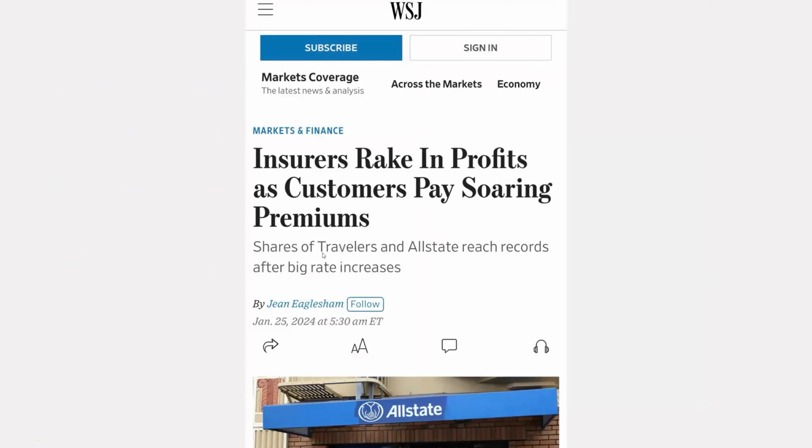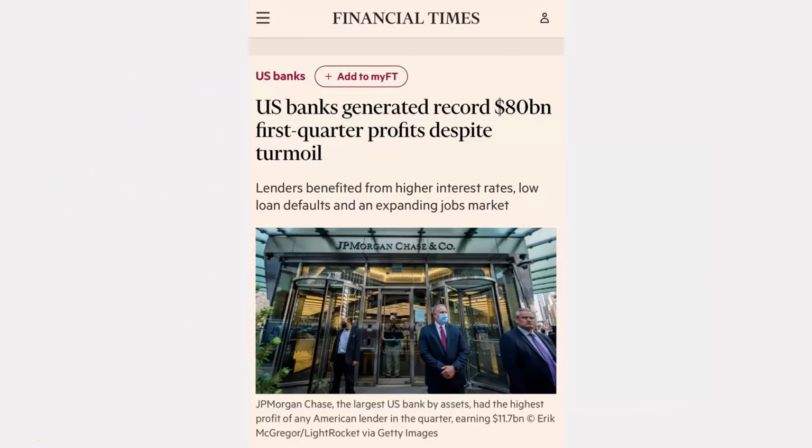Insurance companies are raising rates. They made record profits in the last couple of years, and they're raising their rates. Not everybody has insurance, and the ones that do, it's more expensive. It's hard to survive. Banks are making more money than ever before.